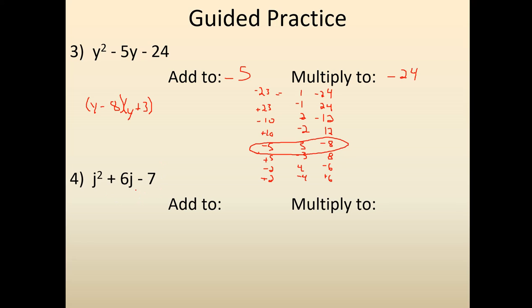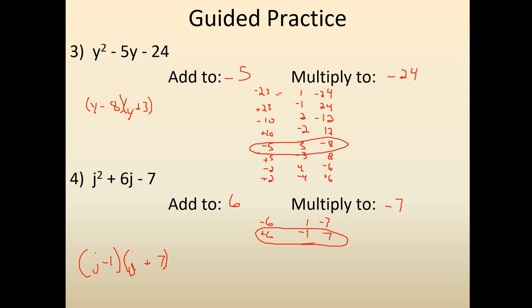All right, down to here, we're looking for numbers that are going to add up to 6 and multiply to negative 7. So again, we could have 1 and negative 7, negative 1 and positive 7, and that's it. So adding these up, this adds up to negative 6, this adds up to positive 6. So these are the numbers I'm using. So it's going to be j minus 1, j plus 7.